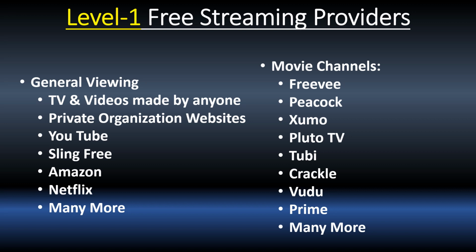So this is an advantage for people that can't get out of the building and have to attend the church. Level 1, free streaming. There are 3 levels of streaming. The first level is free. This is total free looking at television. You don't have to pay a dime for it, and very good reception in 90% of the cases. You can look at TV and videos made by anyone. You can look at private organization websites, YouTube.